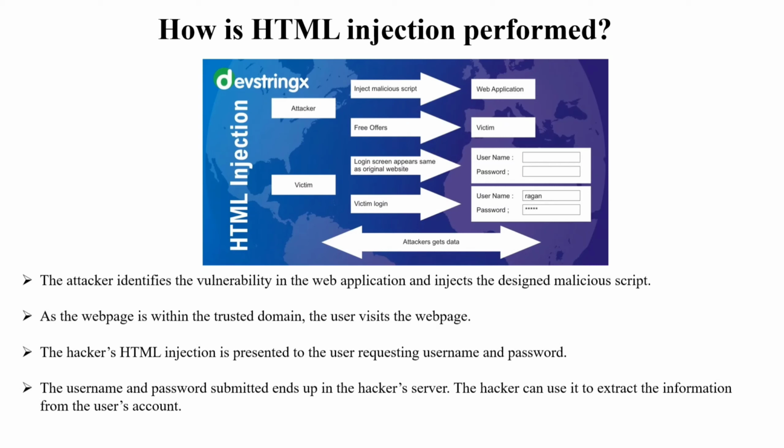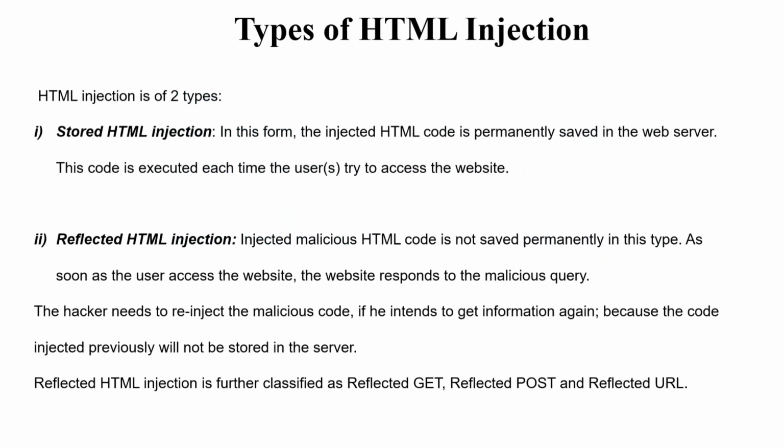How is HTML injection performed? First and foremost, the attacker identifies the vulnerability in the web application and injects the designed malicious script. As the web page is within a trusted domain, the user visits the web page. The hacker's HTML injection is presented to the user requesting username and password. The username and password submitted end up on the hacker's server. The hacker can use it to extract information from the user's account.